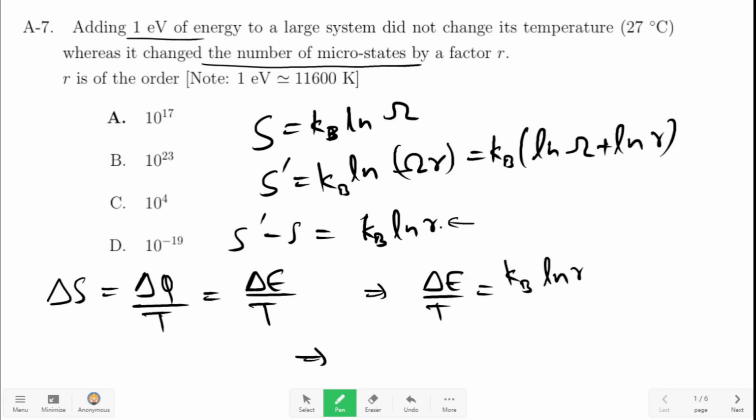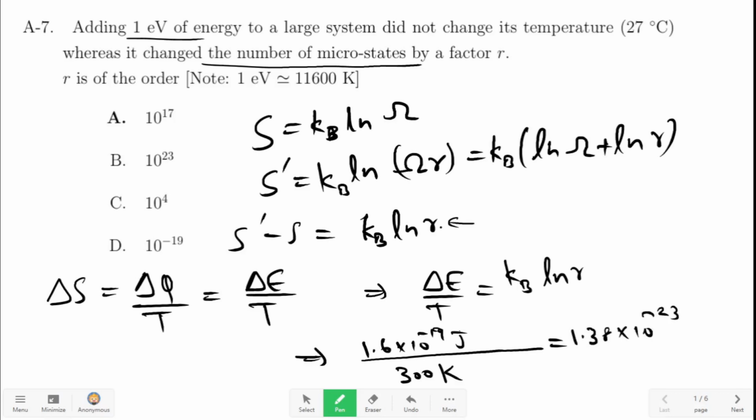ΔE is 1 eV, which in joules is 1.6 × 10^-19 joule, divided by T, which is 27 degrees Celsius, or 300 Kelvin, is equal to KB, which is 1.38 × 10^-23 joule per Kelvin, times ln R.